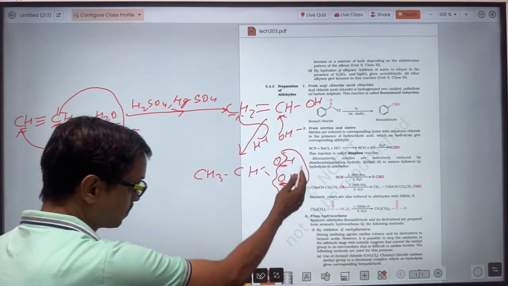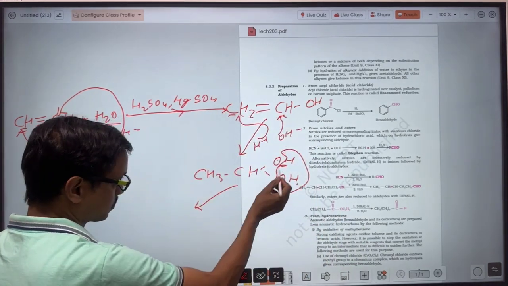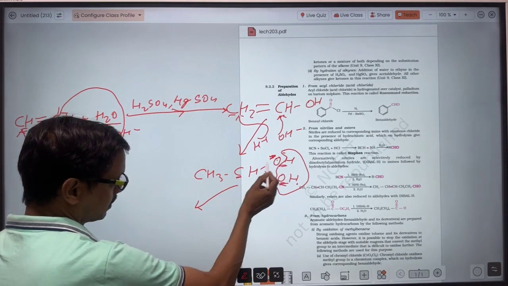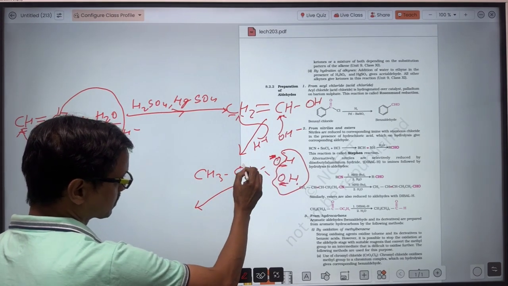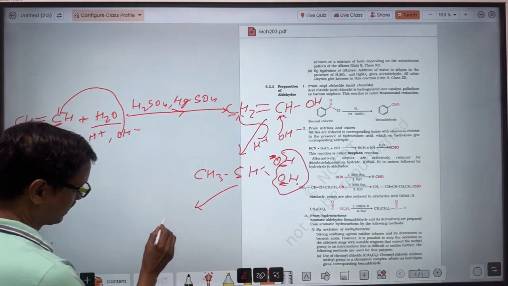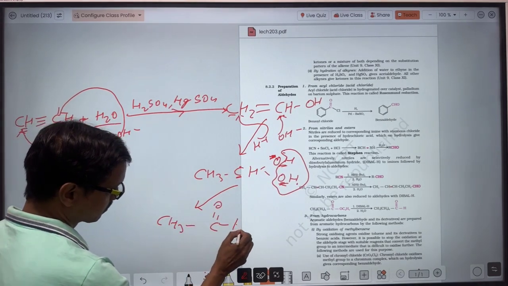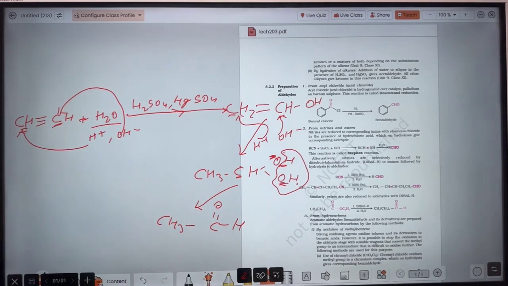So H2O is released, and then to maintain the valency of this oxygen and this carbon, there will be a double bond formation between this carbon and this oxygen. So there is formation of ethanal.